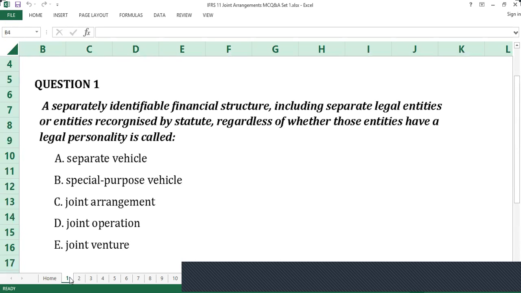Question number 1. A separately identifiable financial structure, including separate legal entities or entities recognized by statute, regardless of whether those entities have legal personality, is called dash. A, separate vehicle. B, special purpose vehicle. C, joint arrangement. D, joint operation. E, joint venture. Time counts.